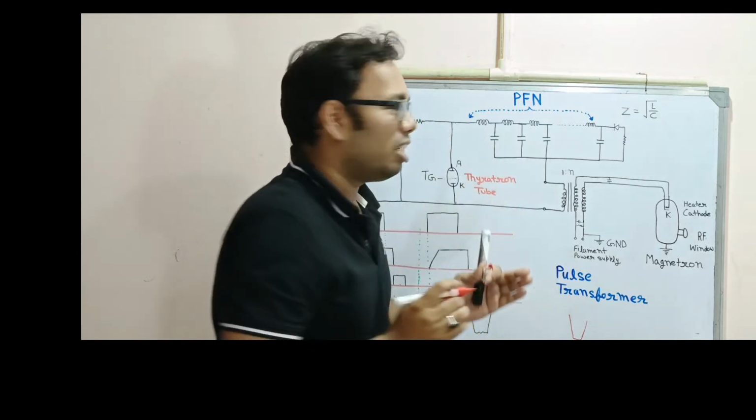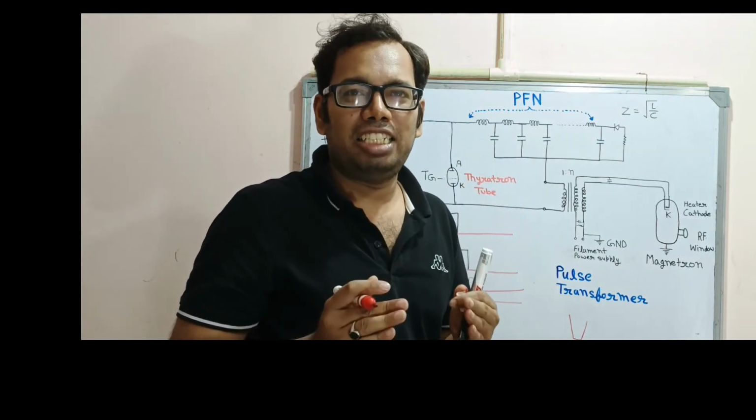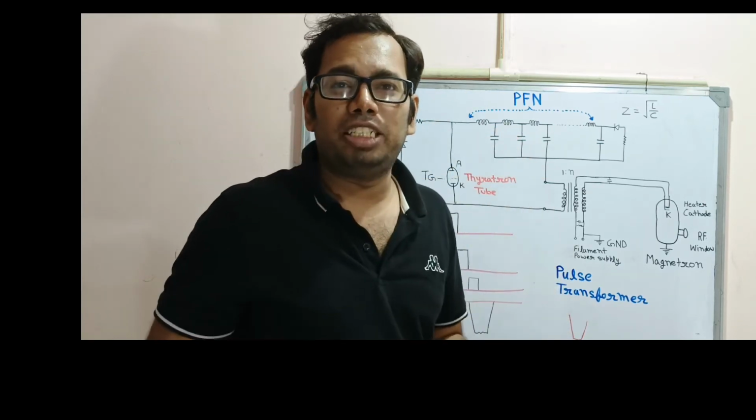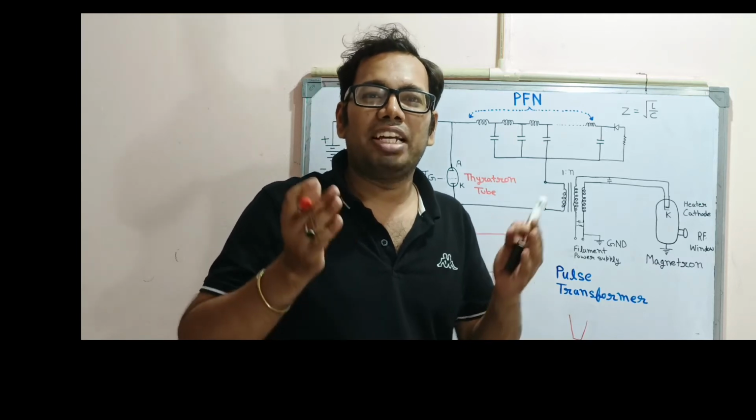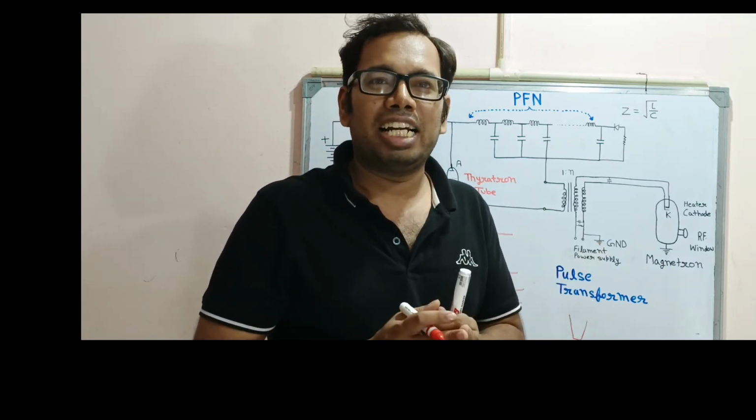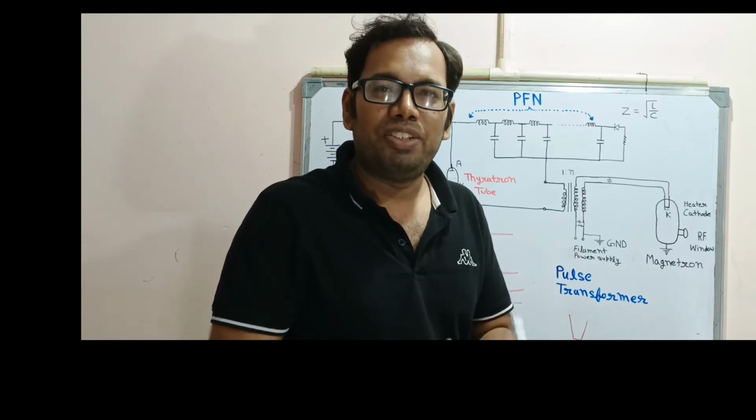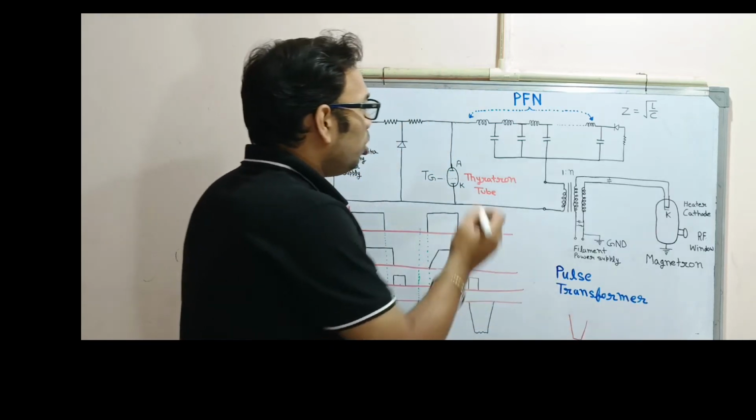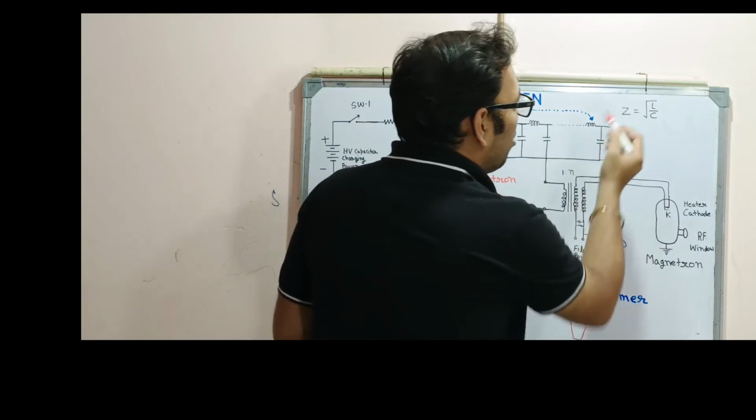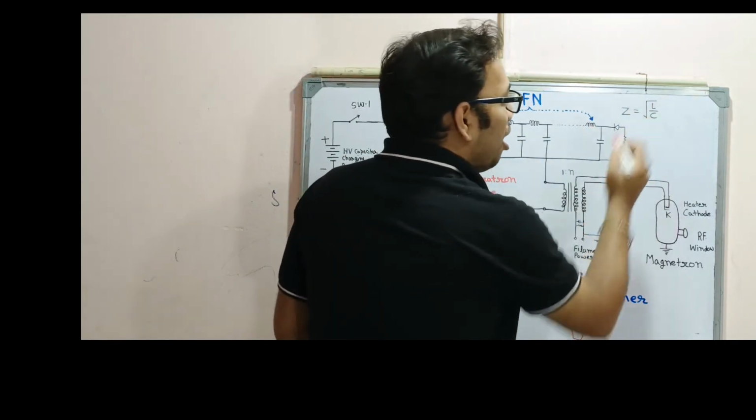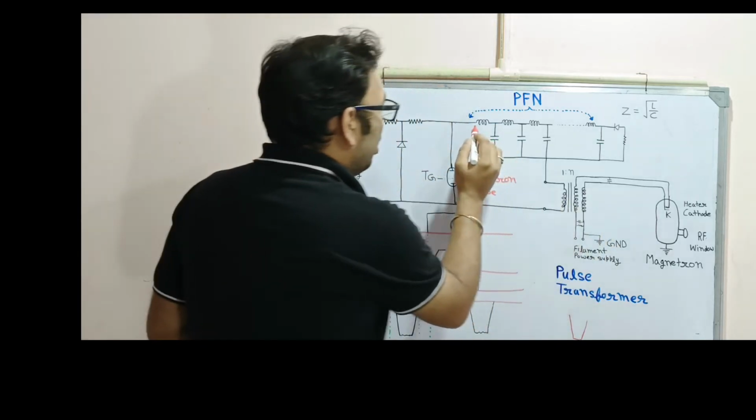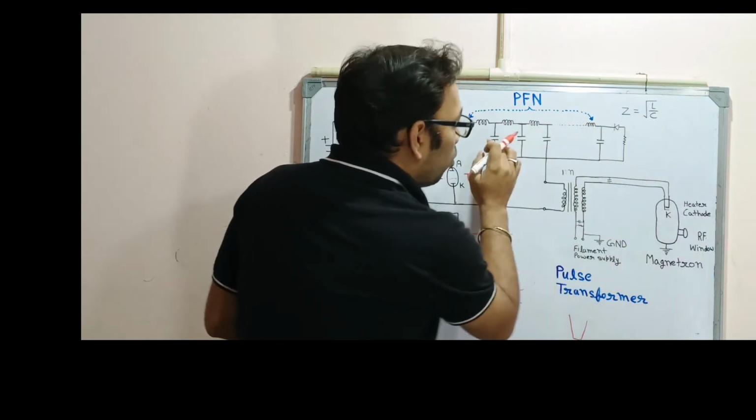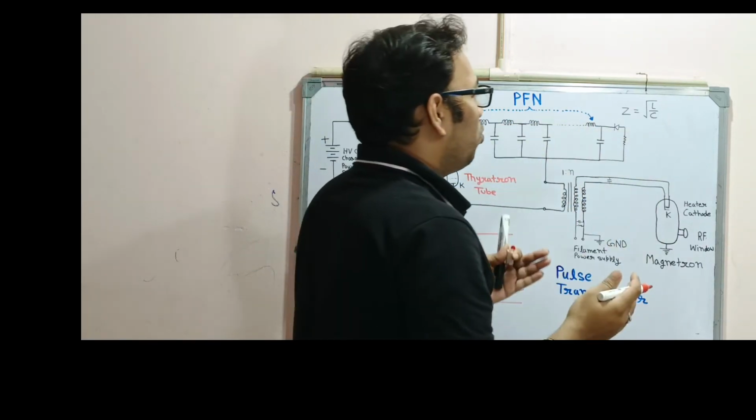The pulse forming network is a combination of LC parameters, inductor and capacitor, because this is a transmission line. Any transmission line has a characteristic impedance. The characteristic impedance will not change whatever the transmission line length is. And the characteristic impedance is defined by Z equals under root L by C. So this is the L, this is the C, or you can say total number of L, total number of C. So whatever you want, you can do.